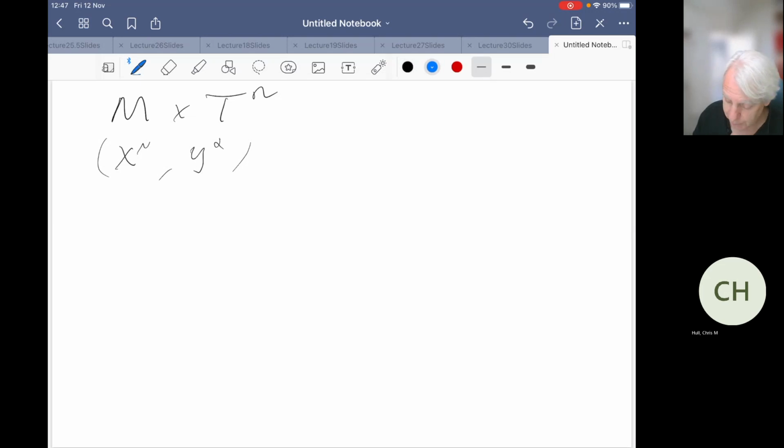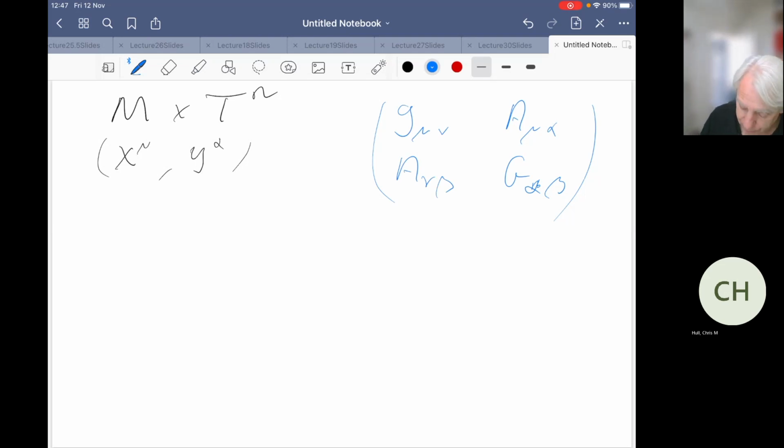And then we could take the metric to have the form a metric on M, a metric on the torus, G alpha beta, and then we can have some off-diagonal terms A. So we'll suppose that these depend only on x mu. Then we have a metric on M, and we have G alpha beta of x, which don't carry any space-time indices. So these represent scalar fields which carry these indices alpha and beta.